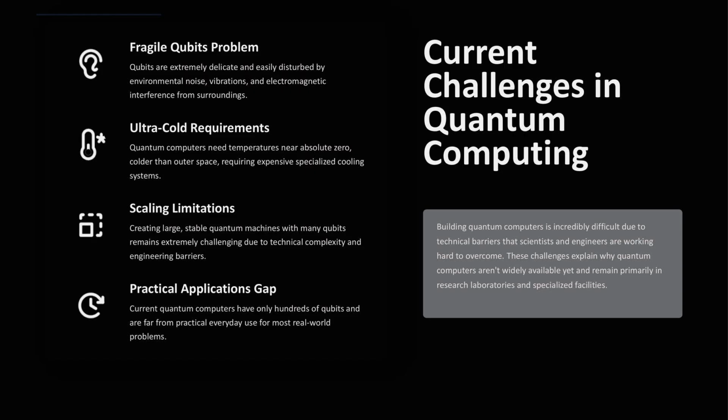Building larger quantum systems becomes exponentially more difficult as you add more qubits, because each one must be perfectly isolated and controlled. While we have made remarkable progress, with some systems reaching a few hundred qubits in 2024, we likely need millions of qubits for truly revolutionary applications. These challenges explain why quantum computing remains primarily in research labs rather than consumer devices.